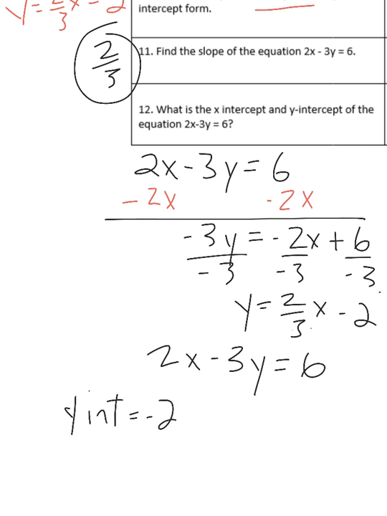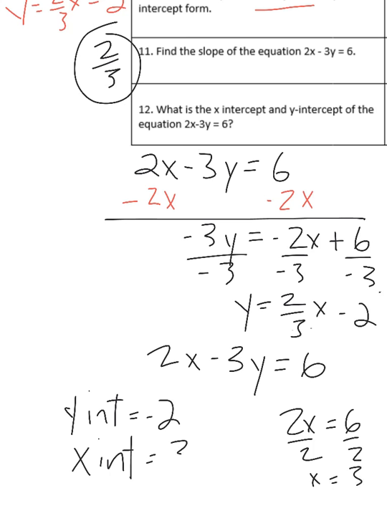negative 2. So to find the x-intercept, we cover up the y. So if you can imagine this gone, we have 2x equals 6. Okay, I can do a little bit of algebra if I need that. 2x equals 6. To get x by itself, I'm going to divide both sides by 2 and get x equals 3. So now we have x-intercept and y-intercept.